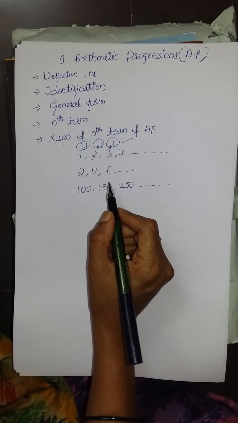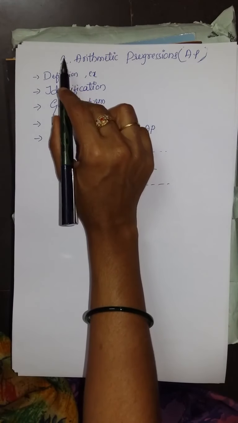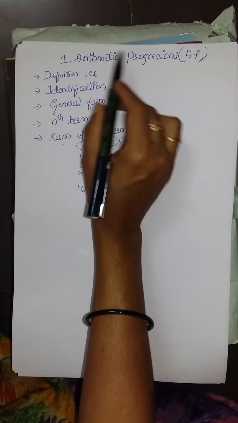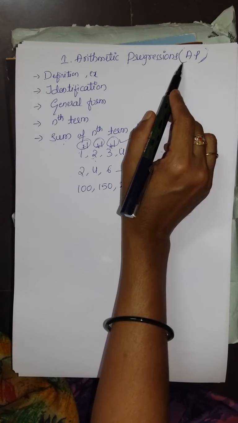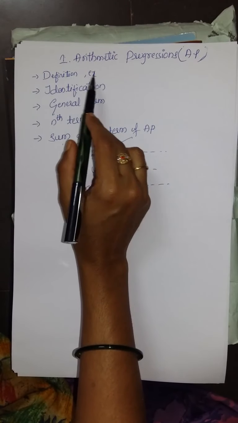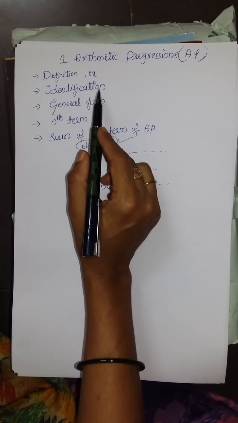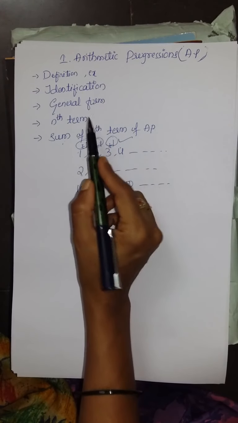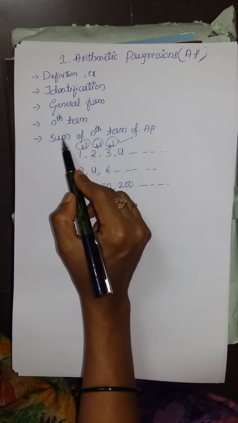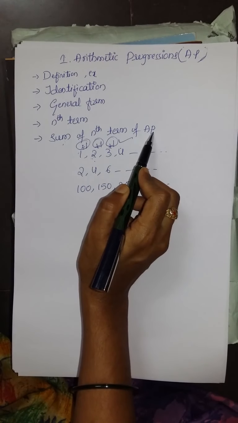Dear students, in the first lesson, chapter 1, arithmetic progression, it is generally known as AP. In this lesson, we will learn the definition and example of AP, identification of AP, general form of AP, nth term and sum of the nth terms of AP.